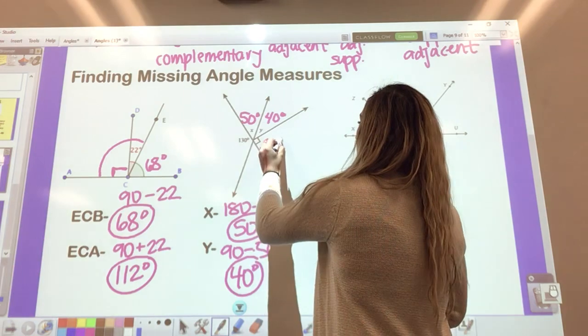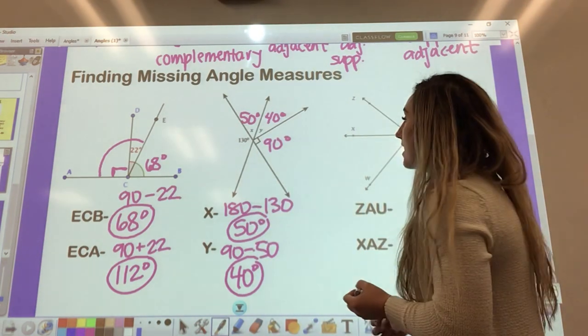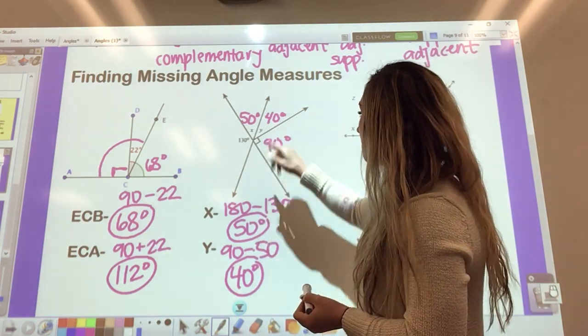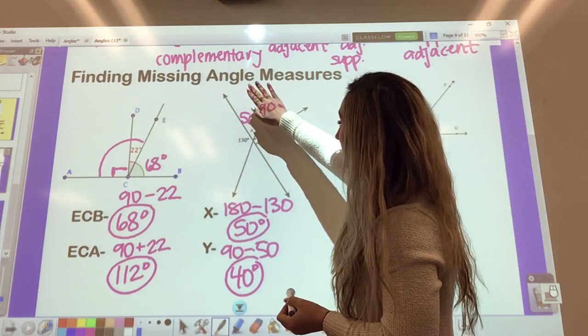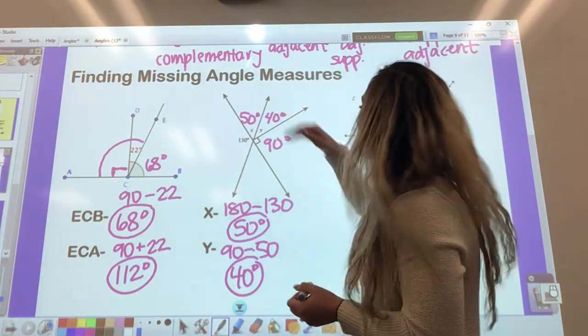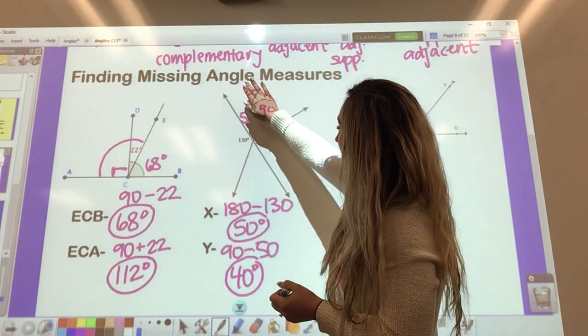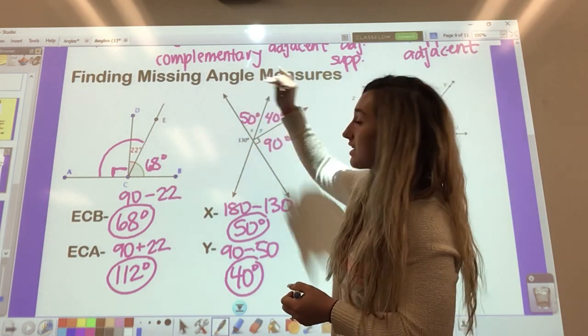Like I said, we already know this is 90 degrees, and it didn't ask you to find this angle, but you could if you wanted. Maybe you could try that one on your own if you want. You can use this straight line and use the 130 degrees to help you out there.